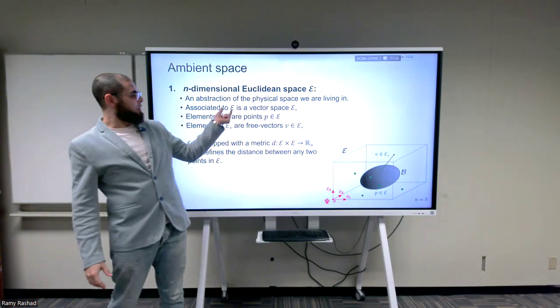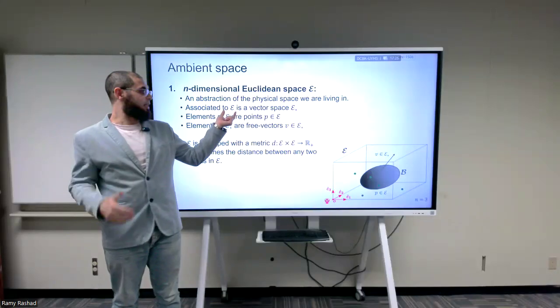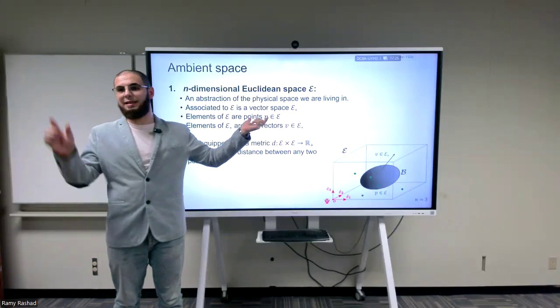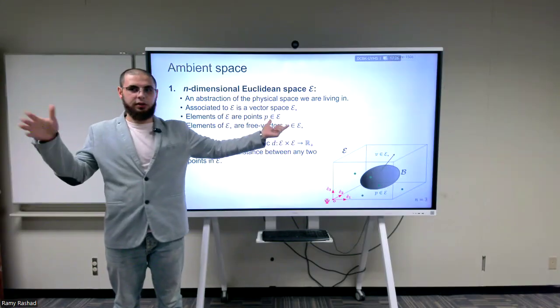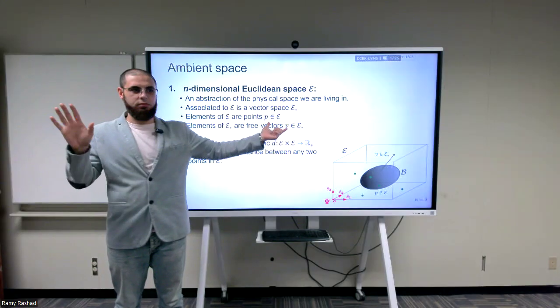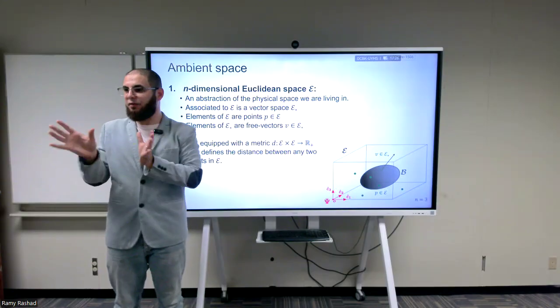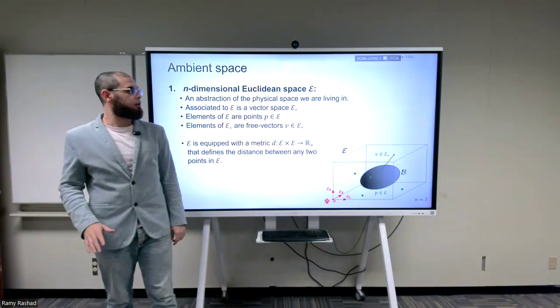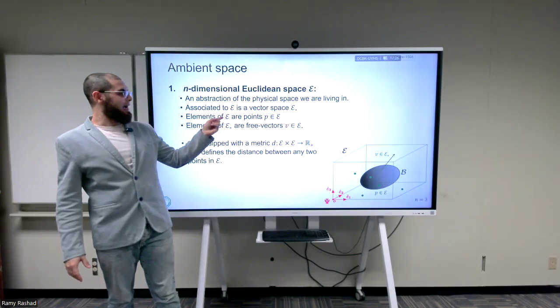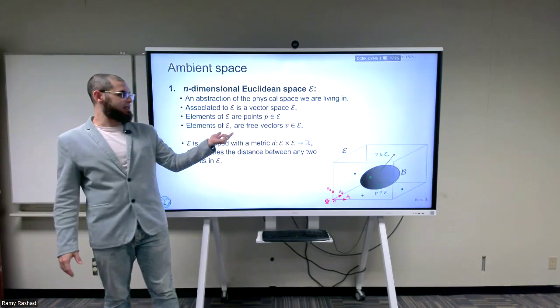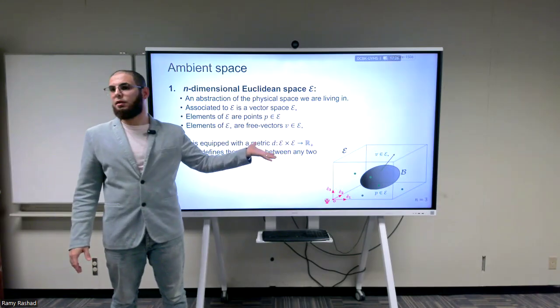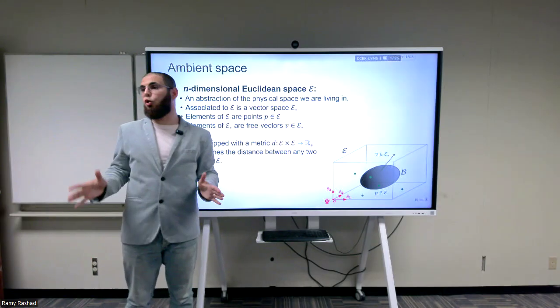And associated to this capital epsilon is a vector space. We're going to be calling it epsilon star. Don't think of this star as related to the dual. That's why I wrote it down. It's just the name of the space, E star. So if you look at any element of E, you're going to find points. If you look at any element of E star, you're going to find free vectors. Free vectors is something we already have, and we always think about it.